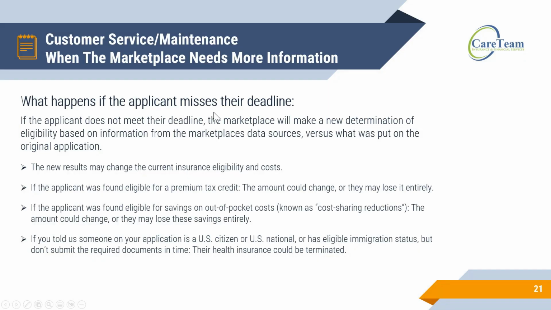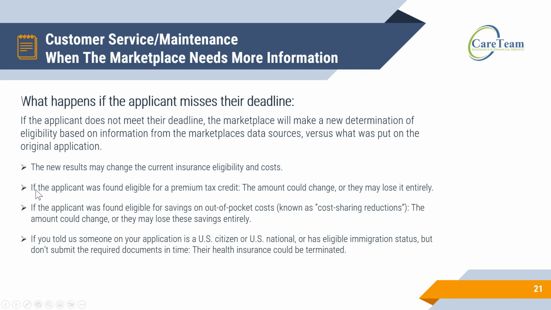So what happens if the applicant misses their deadline? If the applicant does not meet their deadline, the marketplace will make a new determination of eligibility based on information from the marketplace's data sources versus what was put on the original application. So the new results may change the current insurance eligibility and cost.